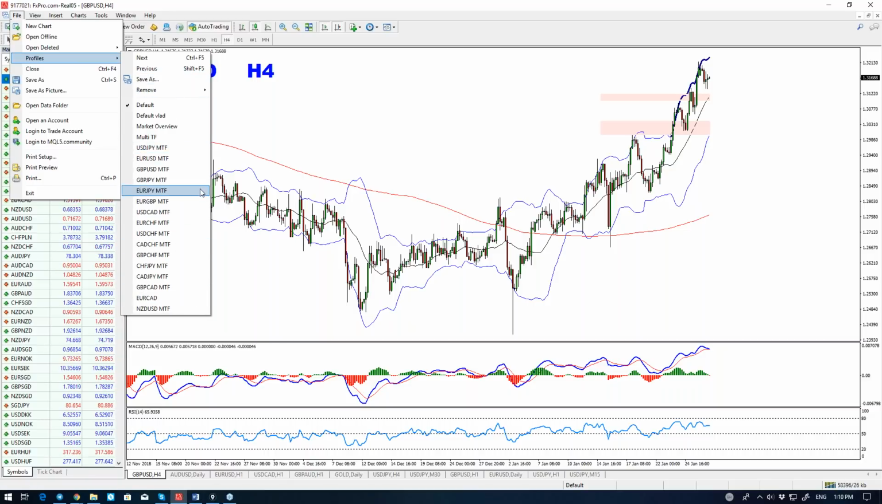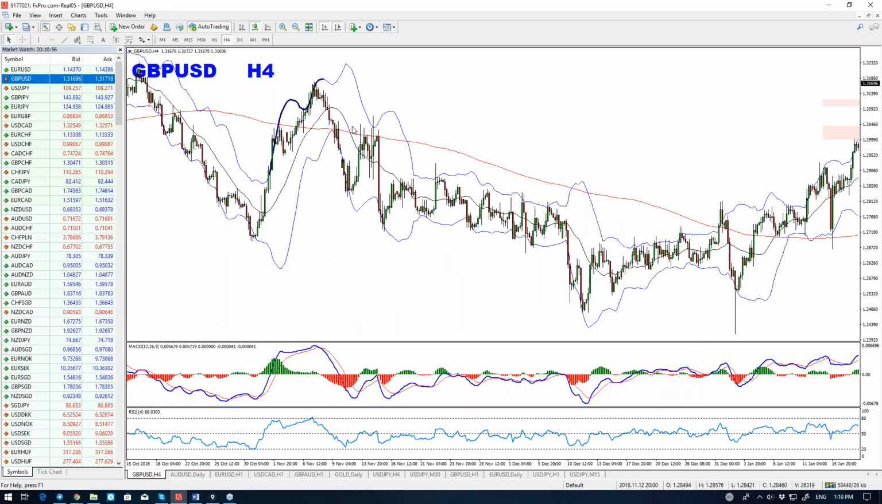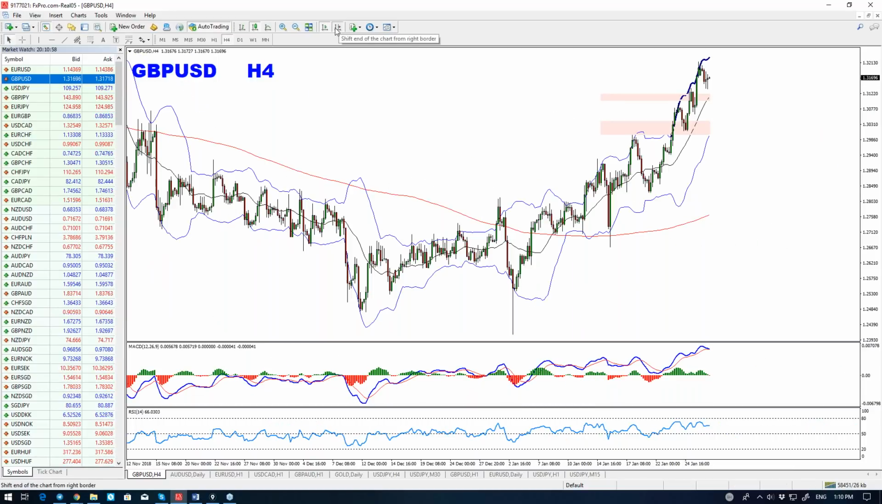Okay, every pair would be a separate profile. So 4 charts of the dollar yen profile, 4 charts of the euro dollar profile. And then it's easy. You click everything from here, and it opens the charts. Okay, so that's for all those of you who want to create it.